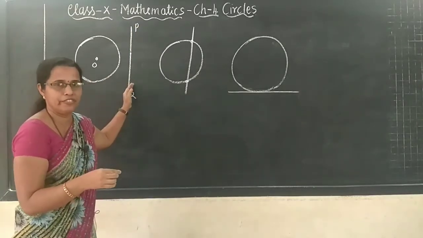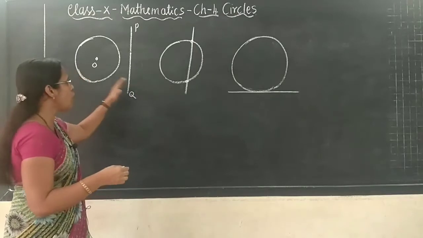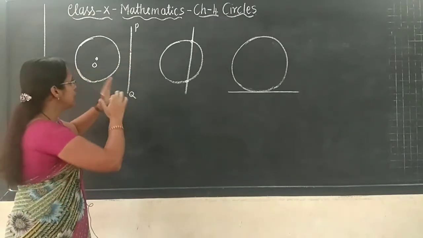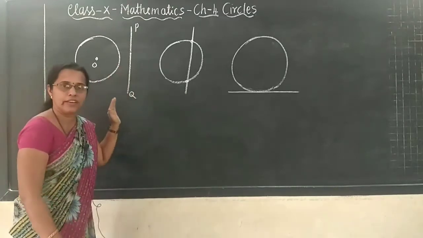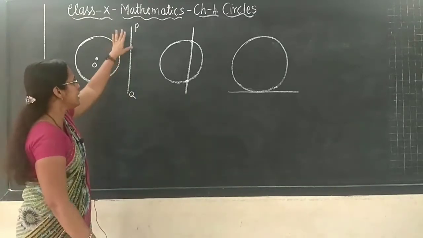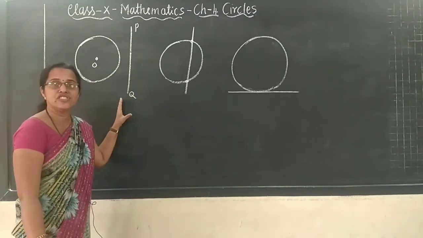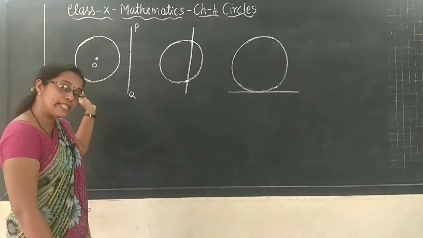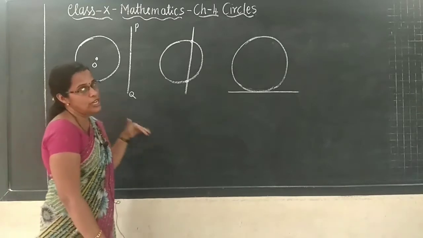No, a little far away from that, right? So this is called a non-intersecting line. It has no relation with the circle. It is a little bit far away from the circle. So this line is called a non-intersecting line with respect to the circle.